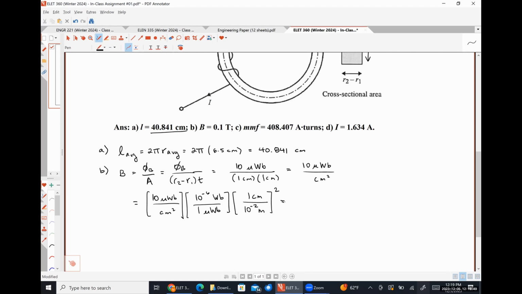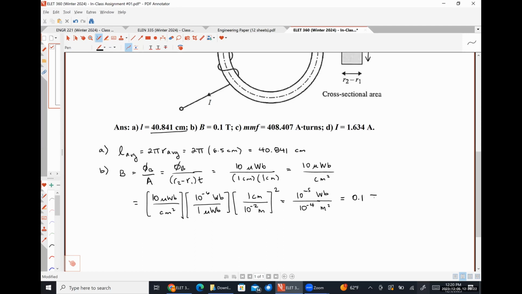10 times 10 to the minus 6. So that's going to look like 10 to the minus 5 Webers divided by 10 to the minus 4 meters squared, right? Because 10 to the minus 2 times 10 to the minus 2 is 10 to the minus 4. And 10 to the minus 5 divided by 10 to the minus 4 is just 0.1. So I have 0.1 Webers per meter squared.